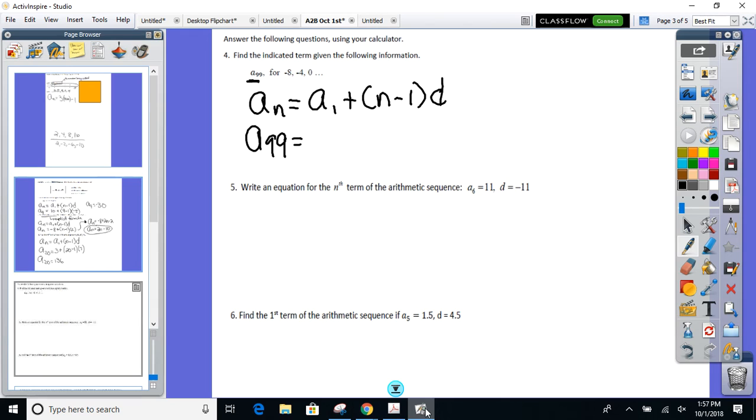Ready to give me a little help here? Oh, yeah. Look at that. Can I get a little plug in before I chug along? -8 for the first term. N. 99 terms minus 1, and you're going by 4. Yep. And that ends up being 3.